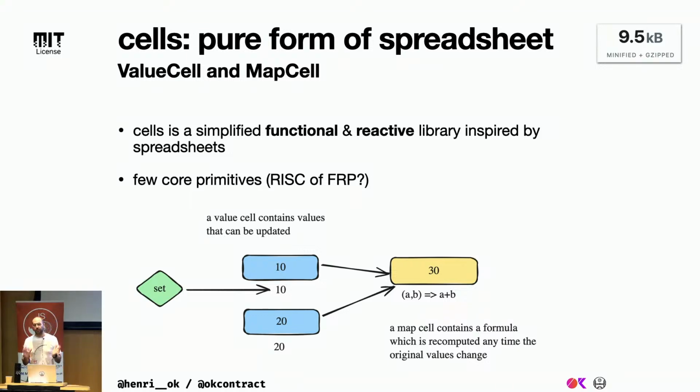It relies on two primitives. So there are two types of cells. The first type of cells is what we call a value cell. It's a value that you define with an initial value, and you can change whenever you want. And you also have what we call a map cell, which is a computed cell, which is computed over other cells, which could be either value cells or map cells. And basically, you can set or reset the value of value cells, and the map cells will be recomputed, but they will never be redefined. They're immutable.